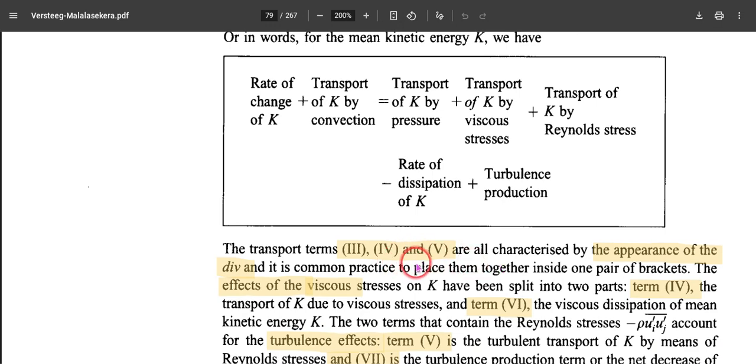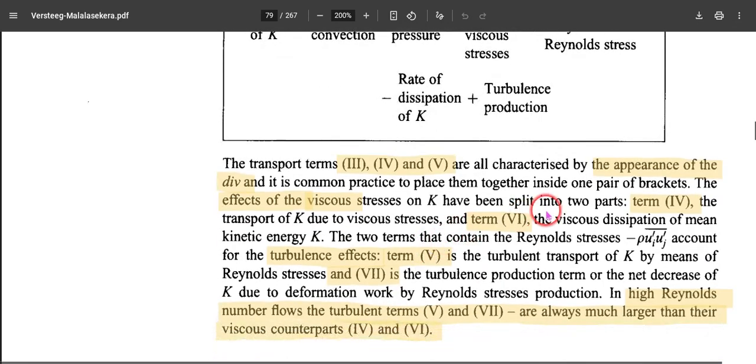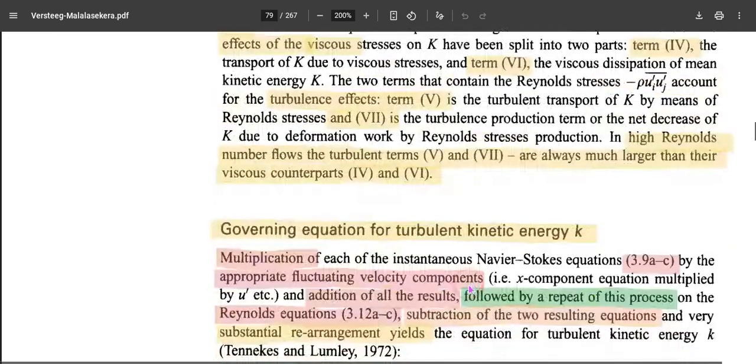Terms 3, 4, 5 are aggregated based on a certain commonality, because of the appearance of the divergence terms. Again, terms 4 and 6 are being aggregated because they are related to the viscous effects. And the sixth and seventh terms are related to the turbulence, one for dissipation and one for the production.